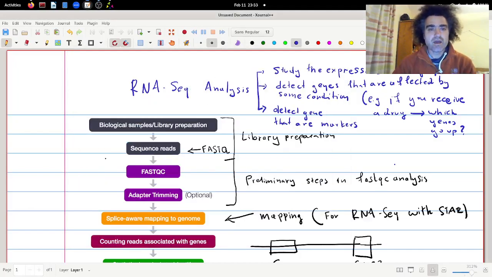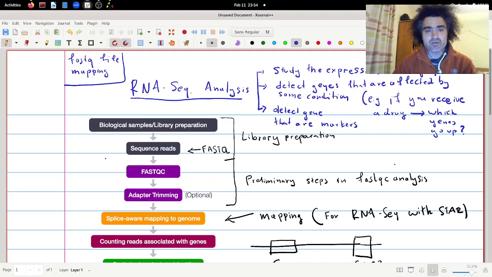Okay, so after we have completed the first steps of explaining what a FASTQ file is and what mapping is, we will go to specific examples of biological data analysis. So the first thing that we will do will be to analyze RNA-Seq data.